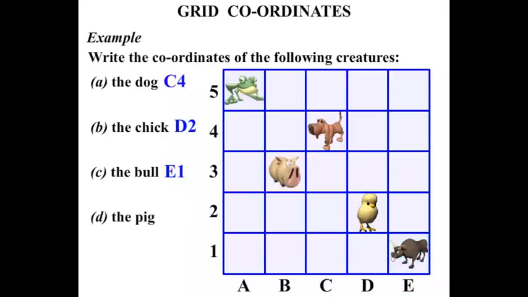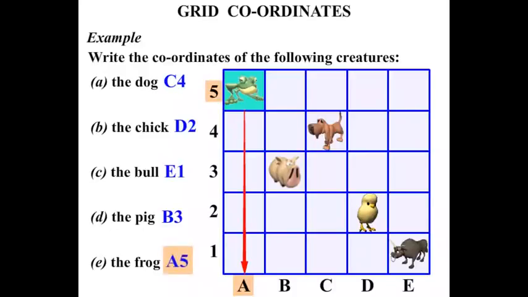Now what about the pig there? Can you spot the pig? There he is. He's in the B column. He's in row 3, B and 3. What are we going to write? Did you say B3? Very good. The frog. There he is. A column. Row 5, A and 5. We'd write A5.